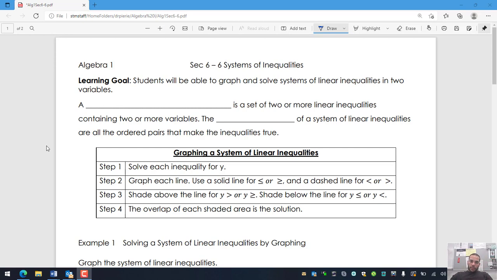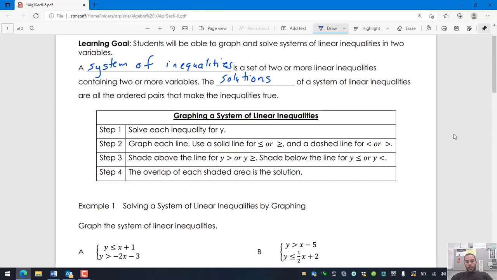So what you need to know is a system of inequalities is a set of two or more linear inequalities containing two or more variables. And the solutions, and the key letter there is S, there could be multiple solutions. The solutions of a system of linear inequalities are all the ordered pairs that make the inequalities true.